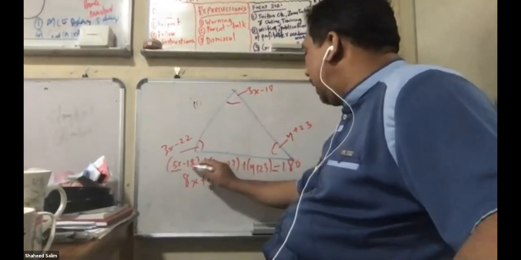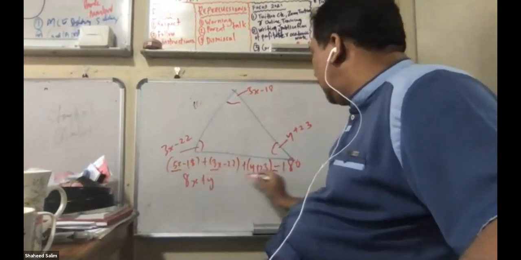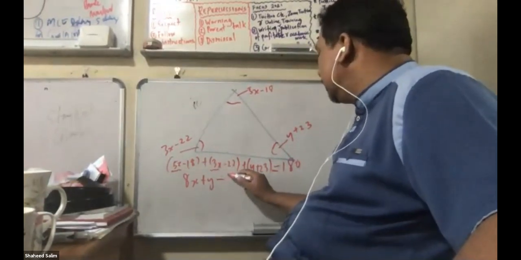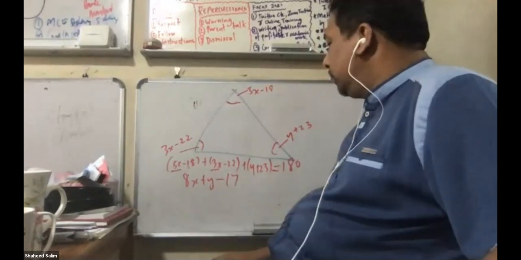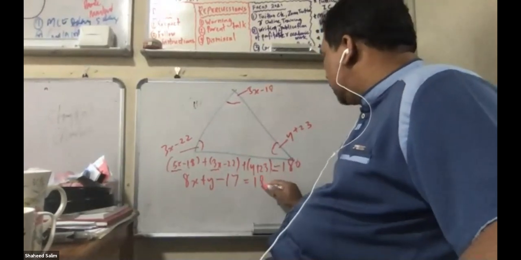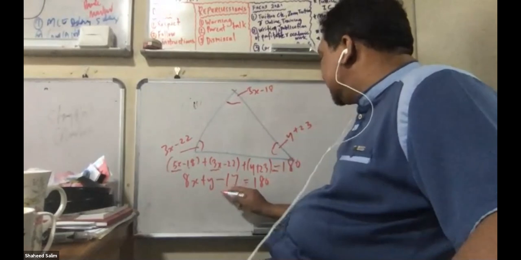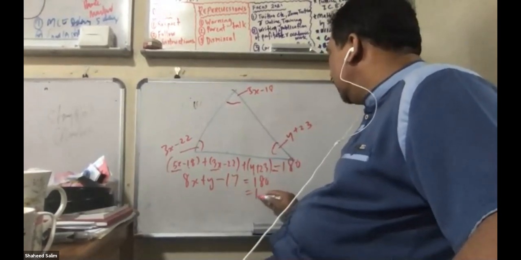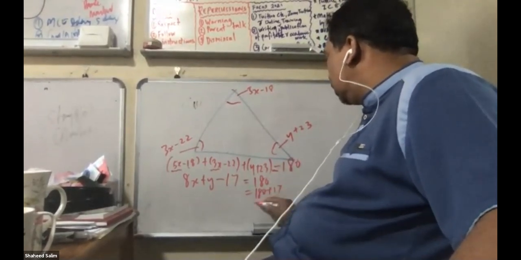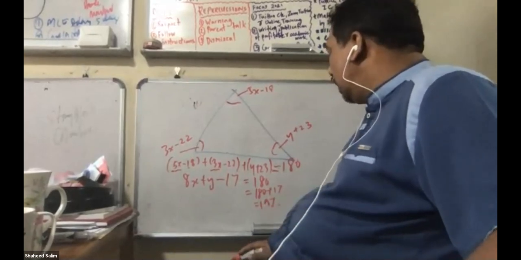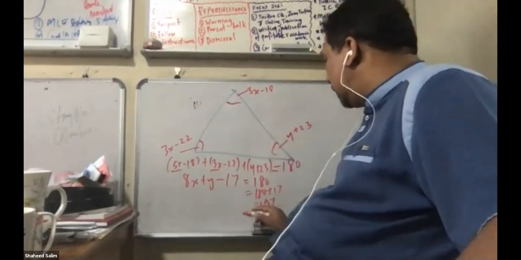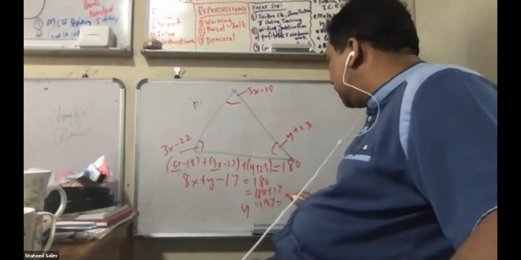So 22, and the thing is minus 40 plus this is plus minus 17. Okay, you can check. And then when you bring the minus 17 over, it becomes plus 17. 180 plus 17 equals 197. You can bring that 8x over there. So y equals 197 minus 8x.